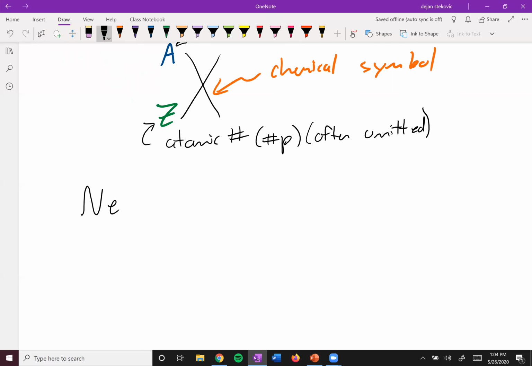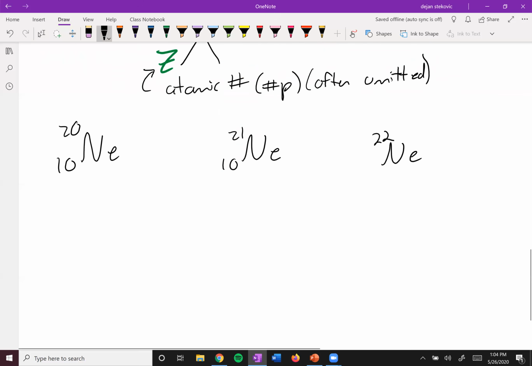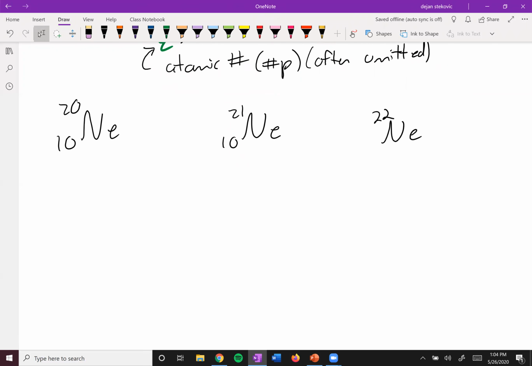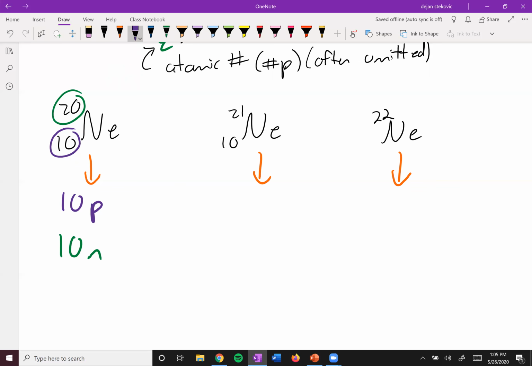So for example, let's take a look at neon. Different isotopes of neon. So go ahead, pause the video and tell me how many protons and neutrons each one of these neons has. Okay, so hopefully you paused the video, right? This number down here, bottom left, that means that you have 10 protons. The top left number is protons plus neutrons. So if you have 20 total and 10 of them are protons, that means 10 are going to be neutrons. And so again, we have neon again, so 10 protons. This time up here, we have a number of 21. So 10 are protons. That means that there's 11 left over. So 11 neutrons.